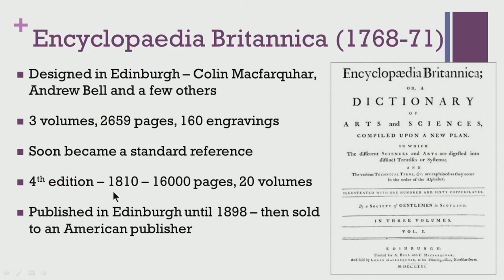The fourth edition, which appeared in 1810, was even more enormous with 16,000 pages and 20 volumes. The Encyclopedia Britannica continued to be produced and published in Edinburgh till 1898, and after that it was sold to an American publisher. But nevertheless, the roots of this are very important for us to understand that the Scottish Enlightenment was not just a passing phase. It was a major revolutionary turning point in history at that point of time. There were major literary contributions also from the period of the Scottish Enlightenment.